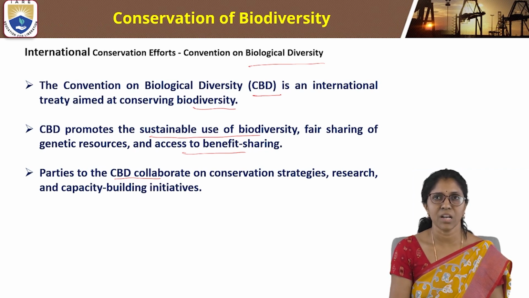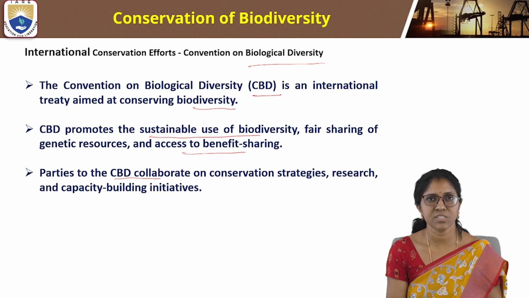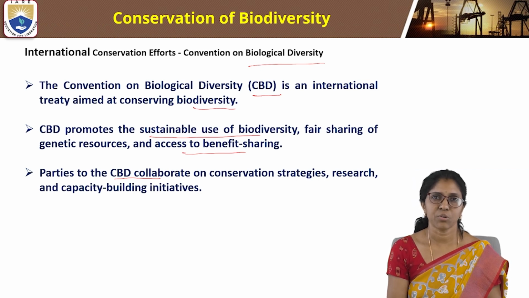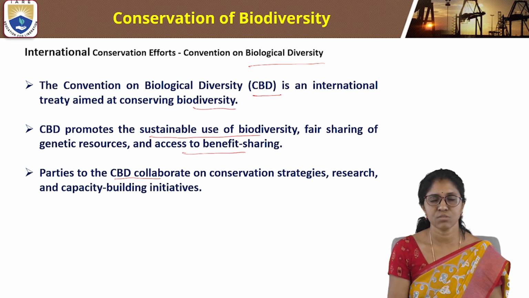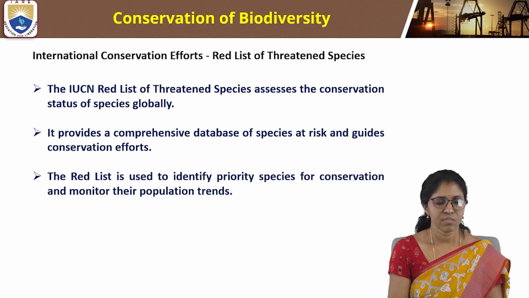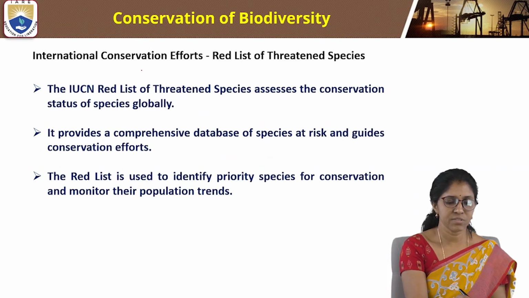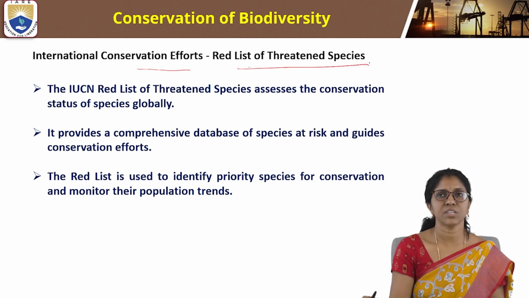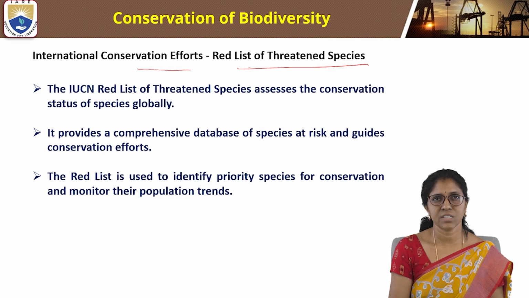The main aim of the Convention on Biological Diversity is conserving biodiversity. It promotes the sustainable use of biodiversity and fair sharing of genetic resources and access to benefit sharing. Now, international conservation efforts: the Red List of threatened species.